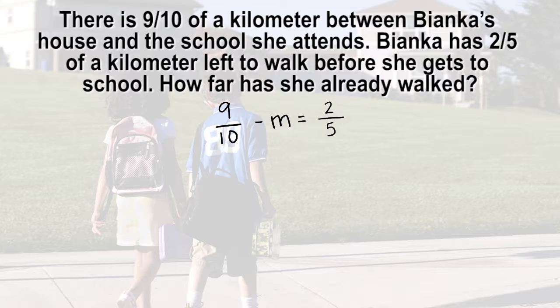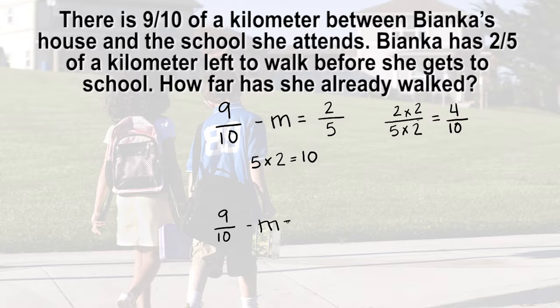The first step is to create common denominators. The denominators 10 and 5 are related. 10 is 2 times 5, or 5 times 2 equals 10. Multiply the 2/5 numerator and denominator by 2 for an equivalent fraction of 4/10. Rewrite the equivalent equation: 9/10 subtract m equals 4/10. m equals 5/10. Bianca has 5/10 of a kilometer left to walk, or 1/2 kilometer.